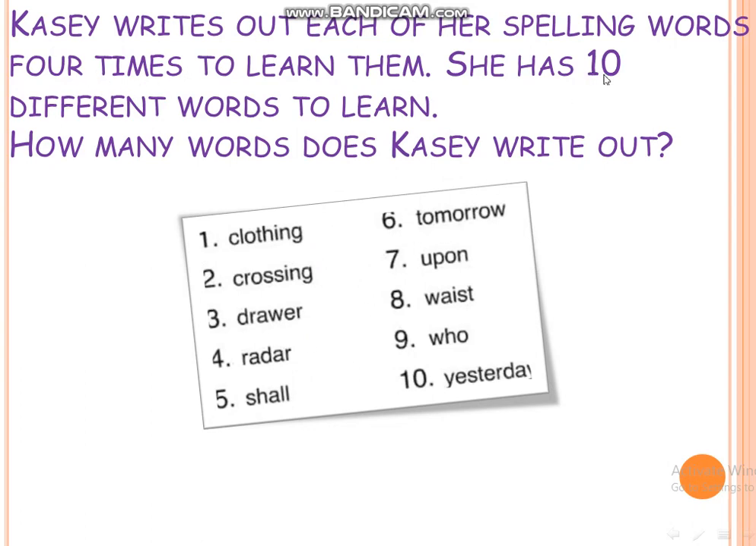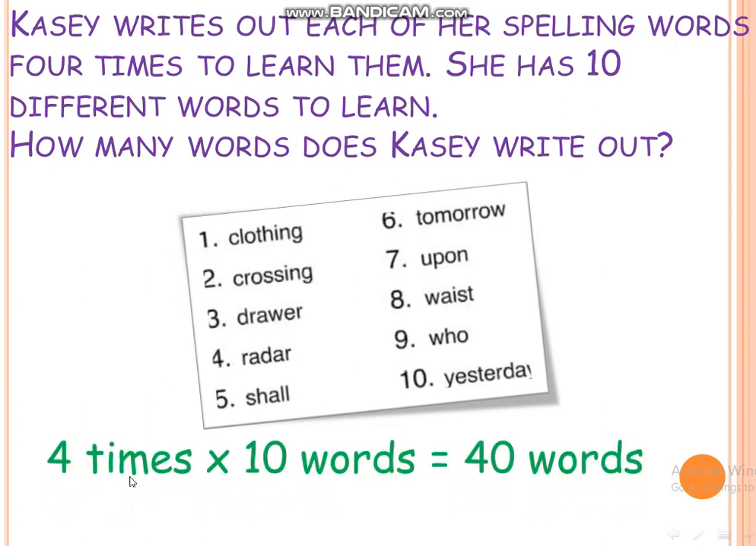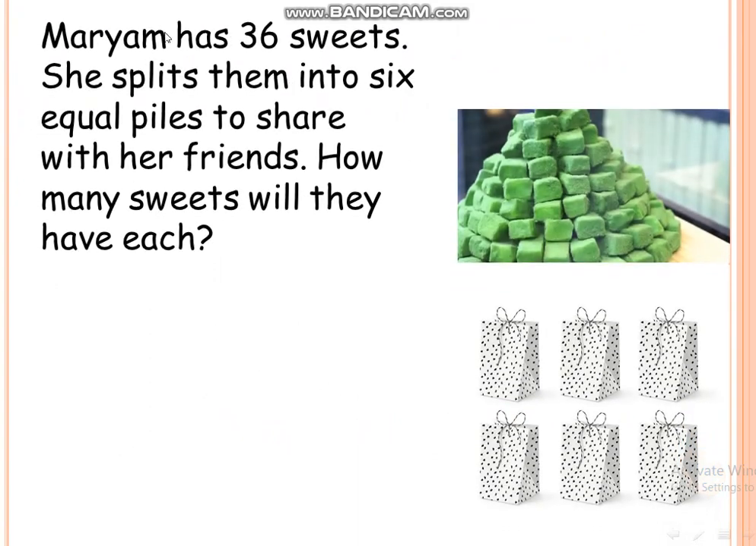So, with 10 words being repeated 4 times each, I need to multiply by 4. 10 times 4, which is 40 words. In fact, those 40 words are just these words repeated, not new words. Okay? Next, Maryam has 36 sweets.